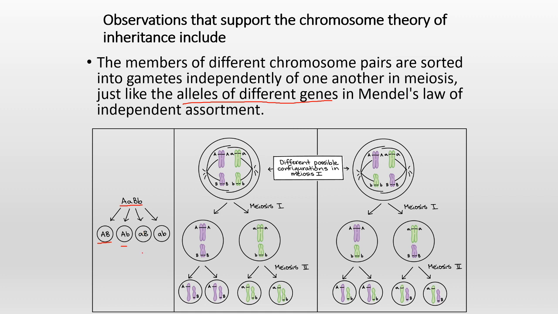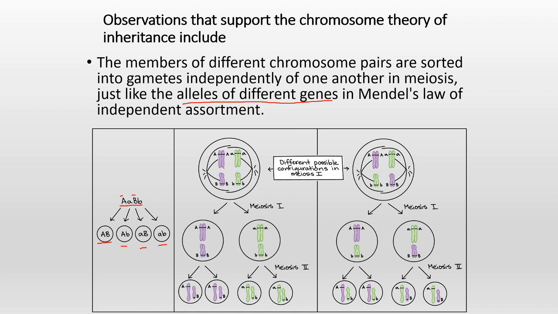Similarly, the small a can go with capital B, and the small a can go with small b. So here there is no fixed scenario where your capital A always goes with capital B, or small a always goes with small b. There is no pre-decided scenario. Capital A can go with capital B, and capital A can also go with the small b, that is the recessive allele. This is the same way that the chromosomes behave.